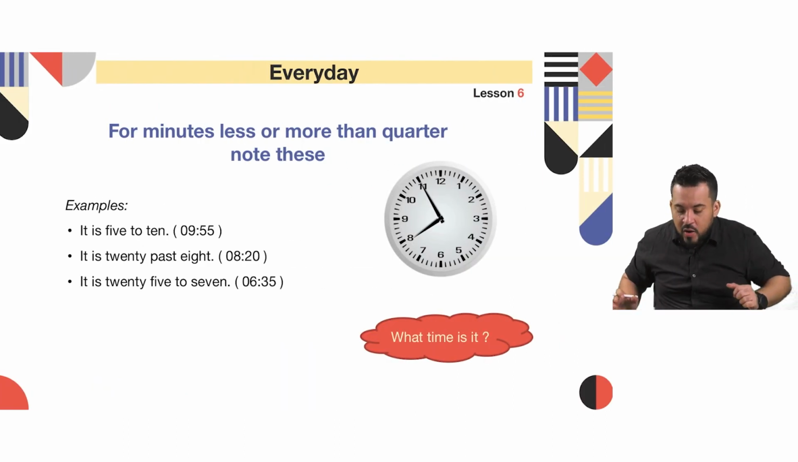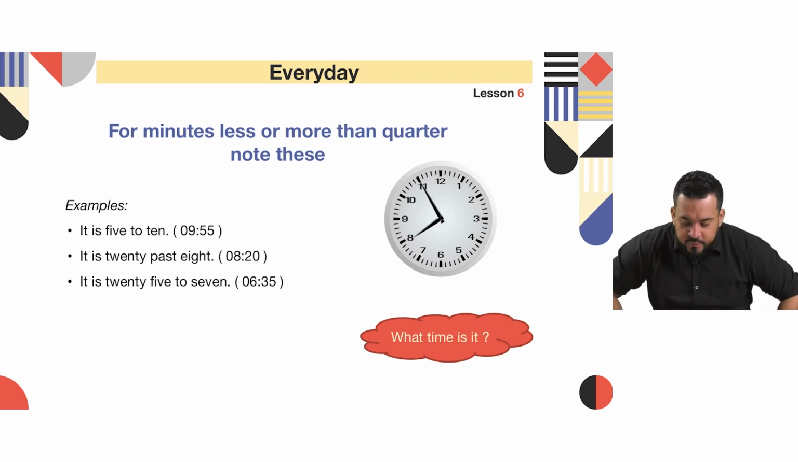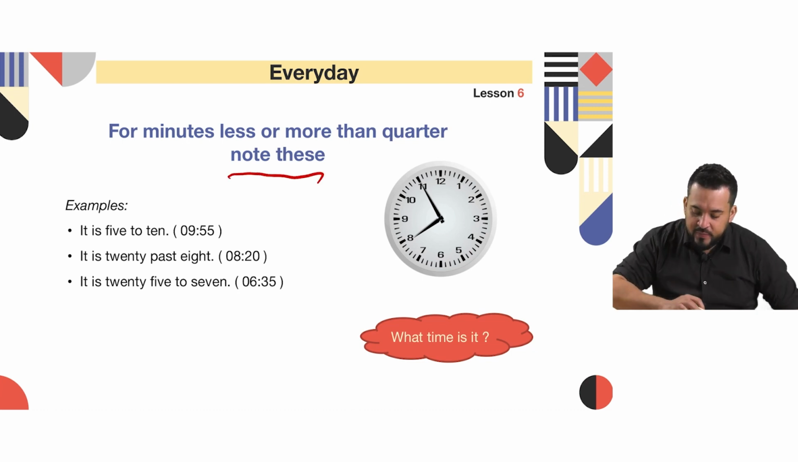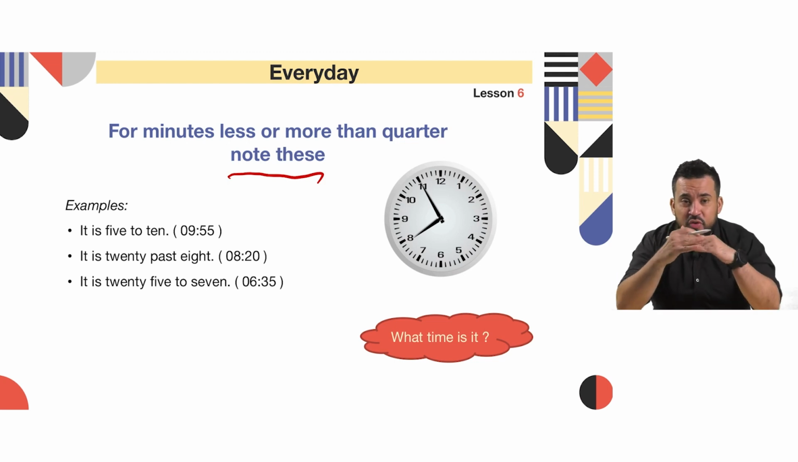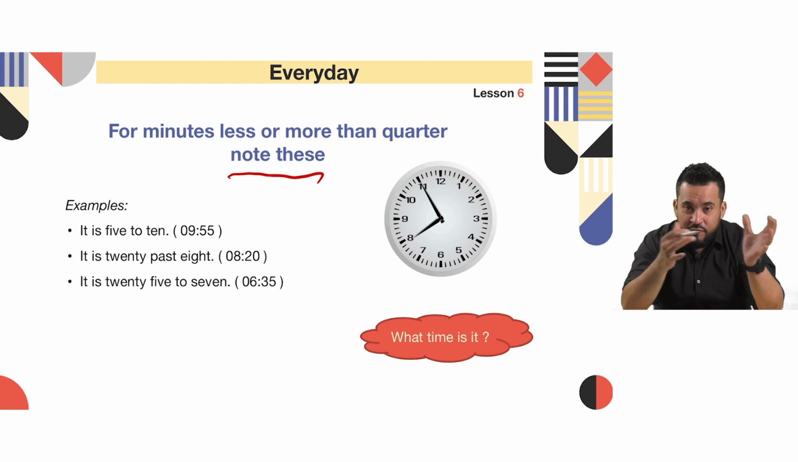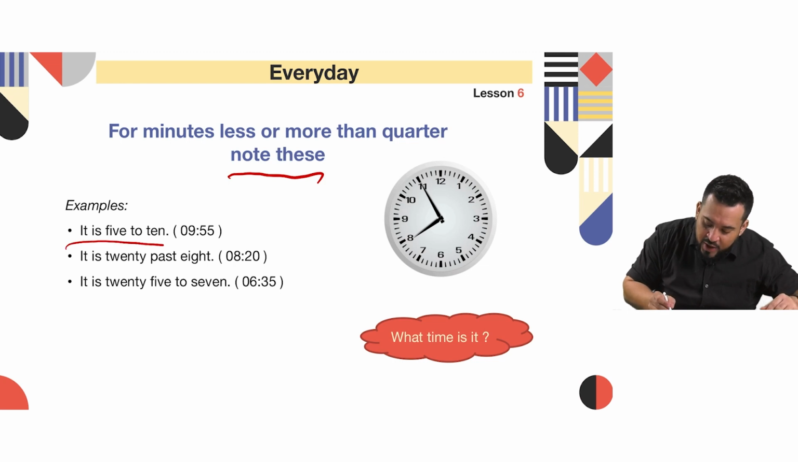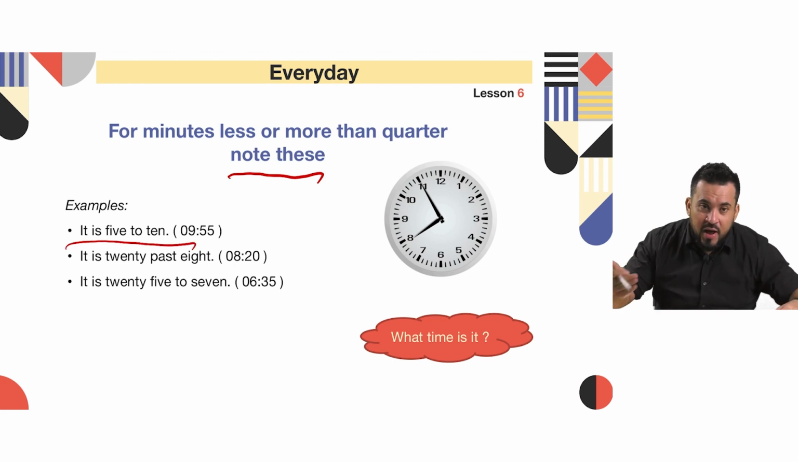Okay, now let's take a look here. For minutes less or more than a quarter, note these. Okay, so if we're not talking about quarters, we're talking about 5 minutes or 8 minutes or 6 minutes before or after, this is how we read it. It's 5 to 10. That means it's 5 minutes before 10 o'clock.